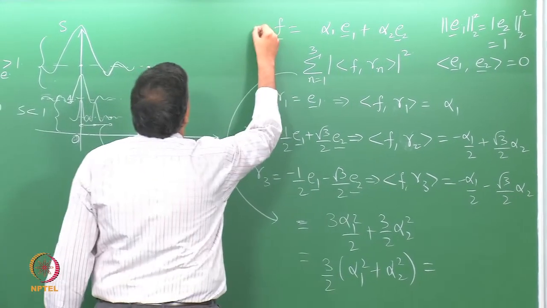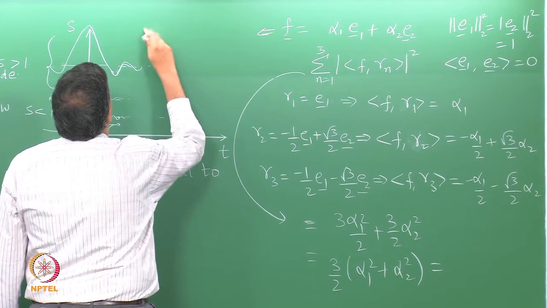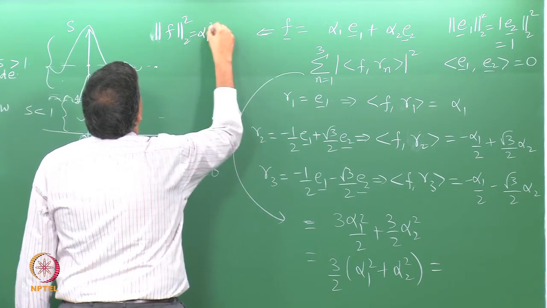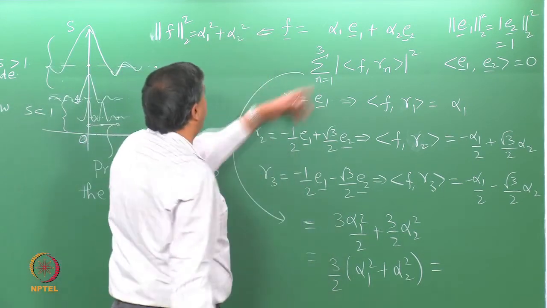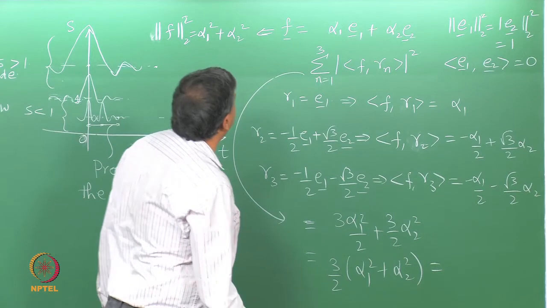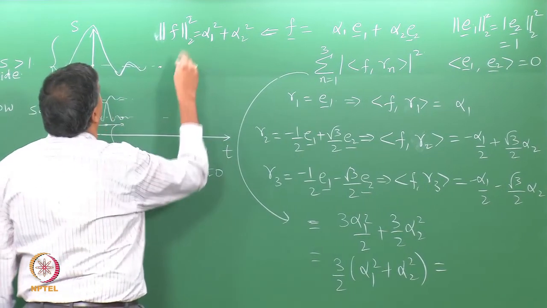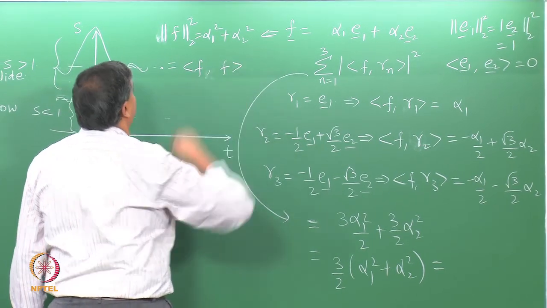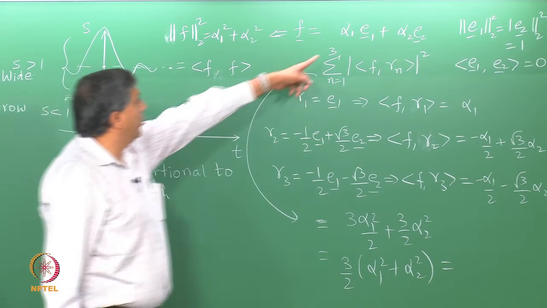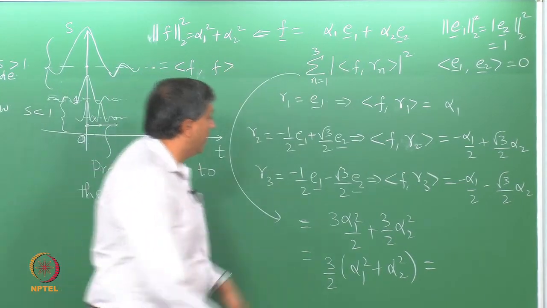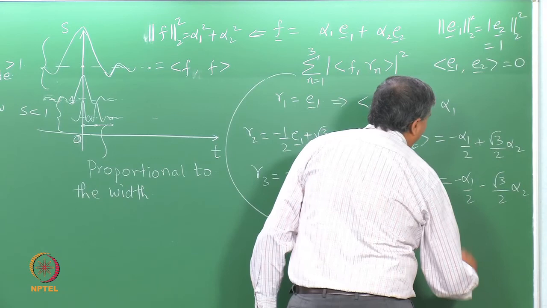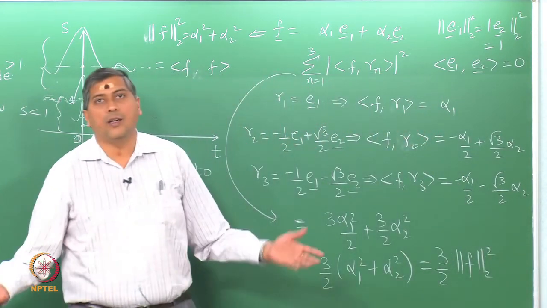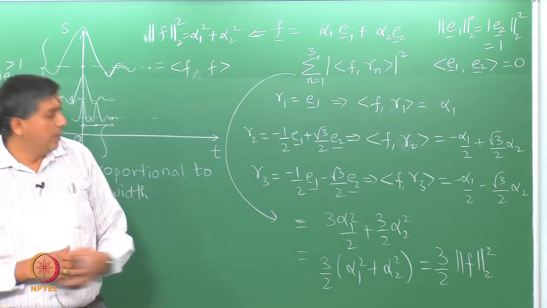So this means essentially that the energy of f is alpha 1 square plus alpha 2 square. All you have to do is simply take the inner product of this with itself. Remember, the squared 2-norm is nothing but the inner product of any function with itself. By the property of E1 and E2, you can show this. So this is nothing but 3 by 2, that is it. So now you understand why we have a tight frame, A equals B equals 3 by 2.